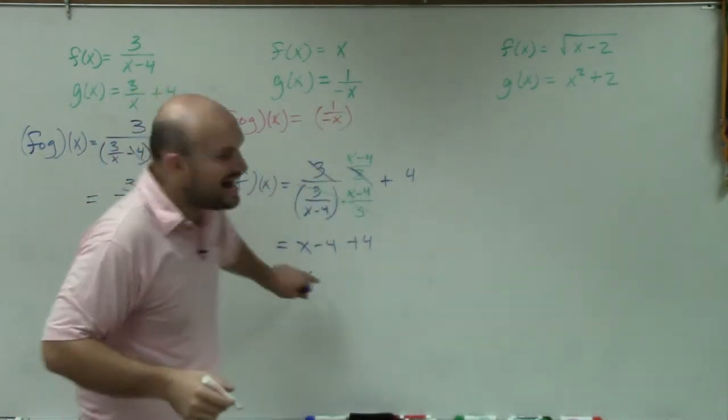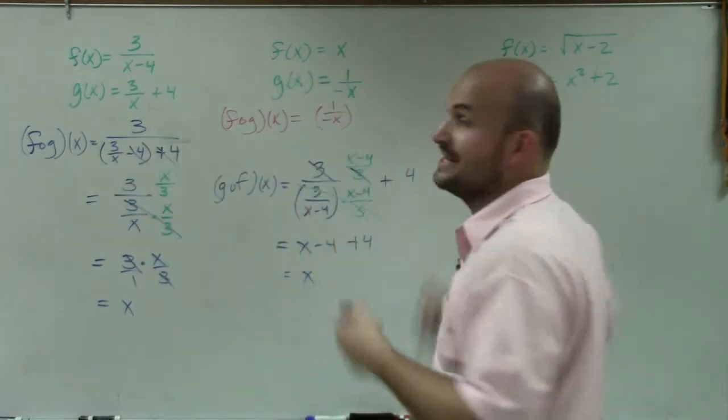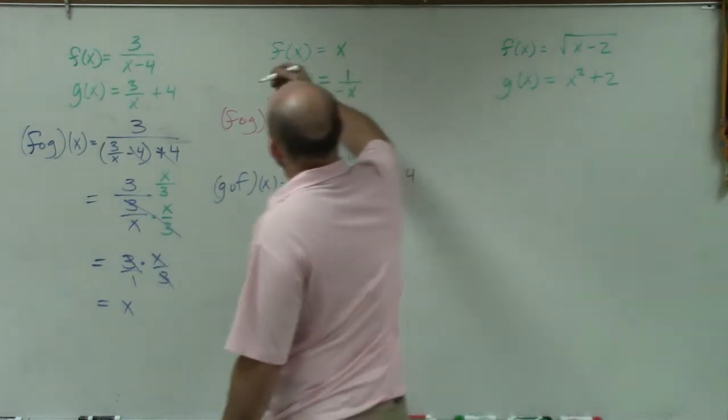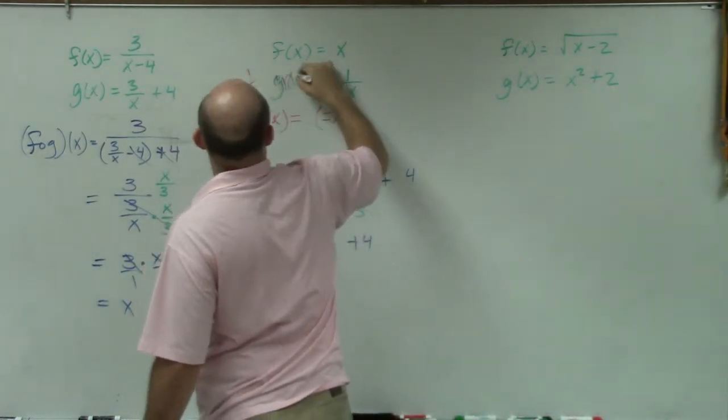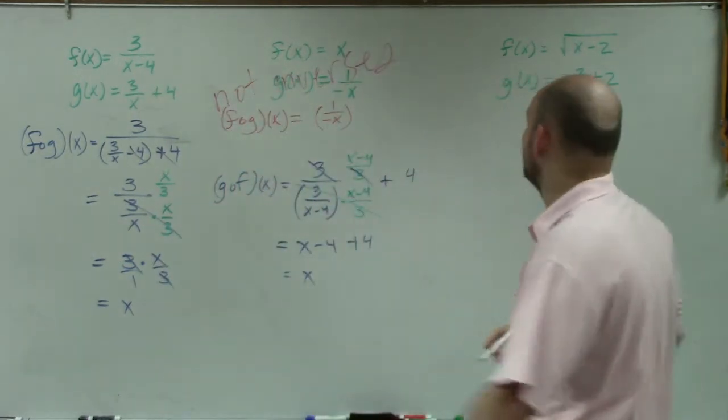Right? So when I plug this in there, I get 1 over negative x. Well, ladies and gentlemen, that's not your identity element x, right? So automatically, you can just look at that and say, oh, when I plug one function into the other, it's not going to give me x. So this one is not inverses. OK? It's not going to be inverses.